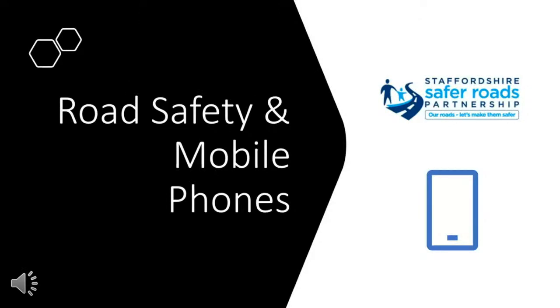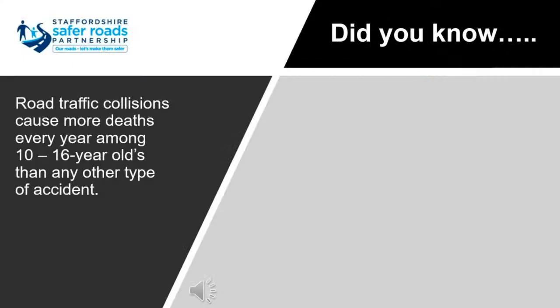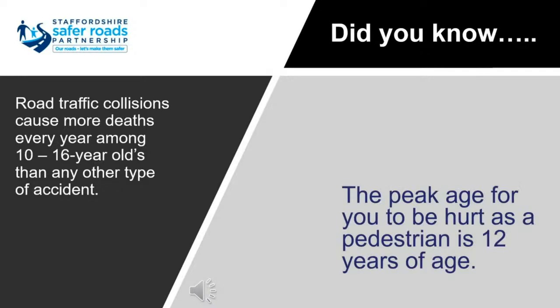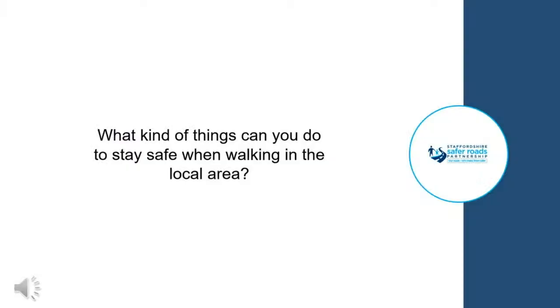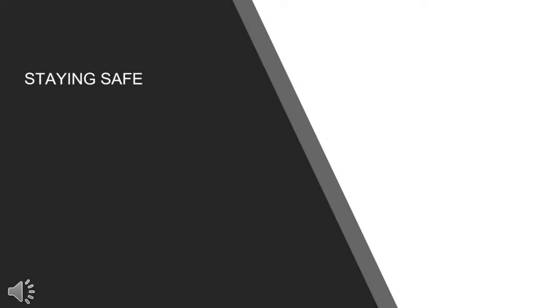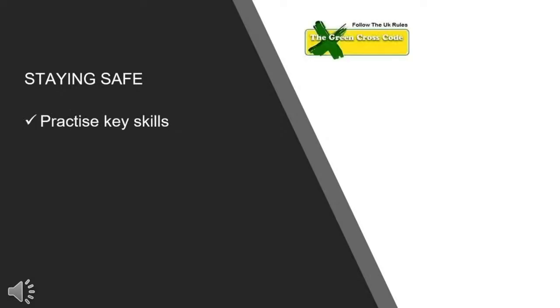Welcome to Road Safety and Mobile Phones, brought to you by the Staffordshire Safer Roads Partnership. Every year, road traffic collisions cause more deaths amongst the 10 to 16-year-olds than any other type of accident. Did you know that the peak age for being hurt as a pedestrian is 12 years of age? We would like you to think about what you can do to stay safe in your local area. It would be great if you could practice your key skills, which we know as the Green Cross Code. It's good to focus your attention on what's around you when you're nearby or crossing roads.